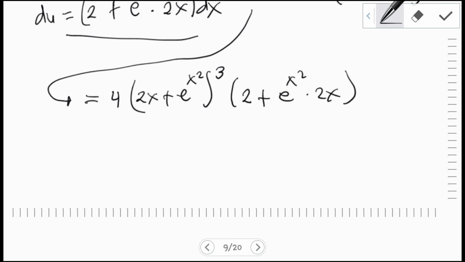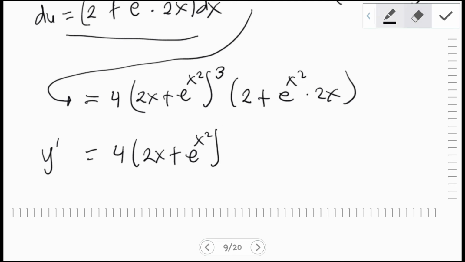Okay, so therefore the first derivative is equivalent to 4 times 2x plus e to the power x squared. So the multiplier is 3. Then times the quantity of 2 plus e to the power x squared. Or we can write like this. So 2x times the e to the power x squared. Okay, so that is the final answer.